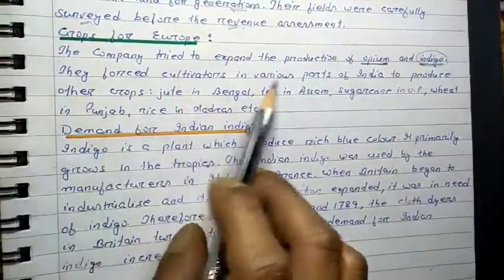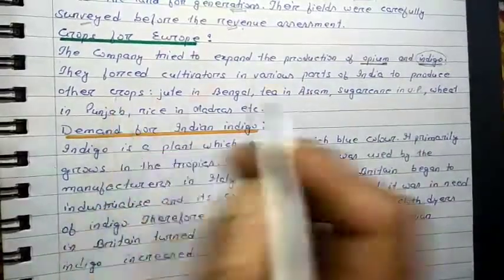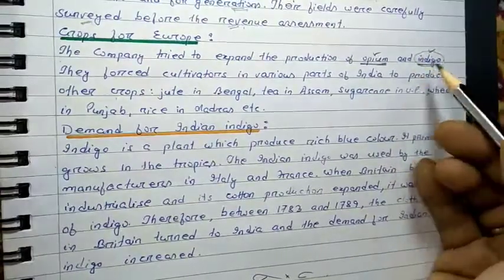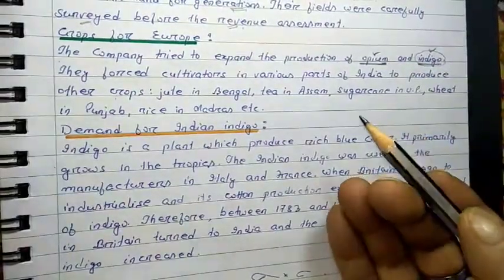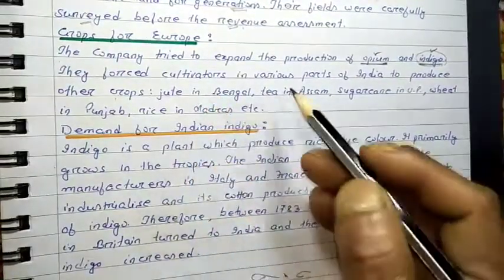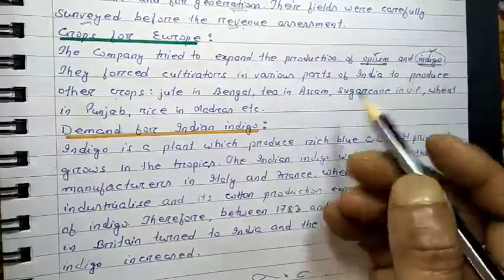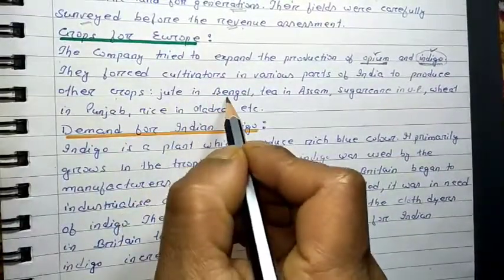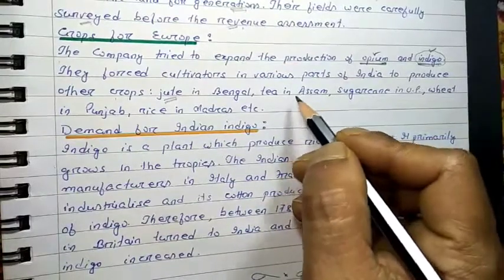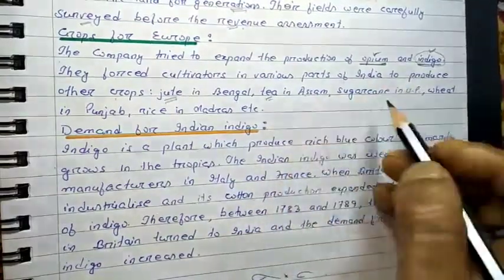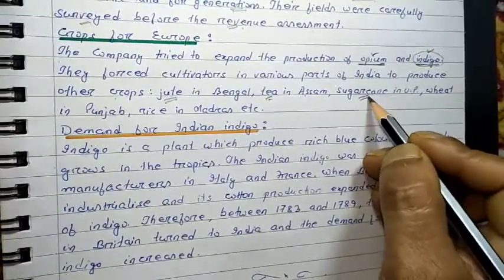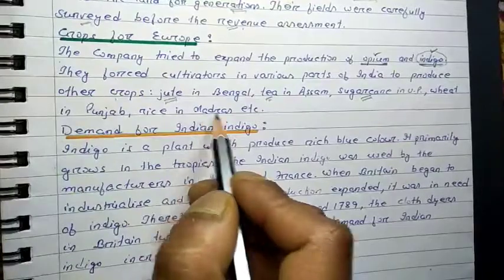They forced cultivators in various parts of India to produce other crops. Not only opium and indigo; besides this, in different parts of our country, depending on the soil quality, the East India Company forced the cultivators to cultivate other crops. They forced the cultivators in Bengal to produce jute, the cultivators of tea in Assam, the cultivators in UP to produce sugarcane, wheat in Punjab, rice in Madras, etc.